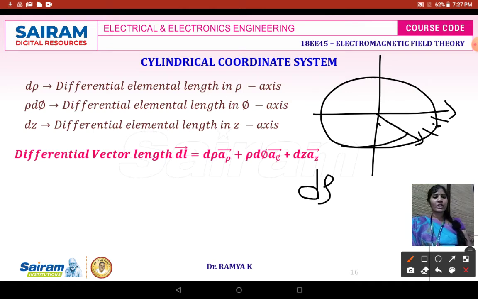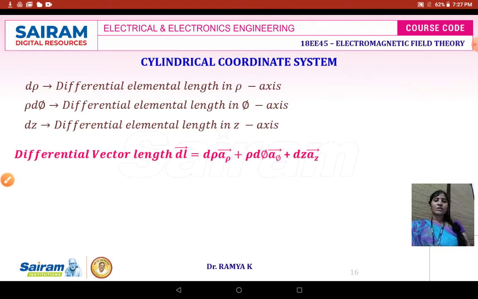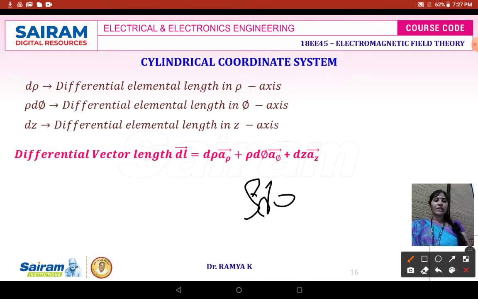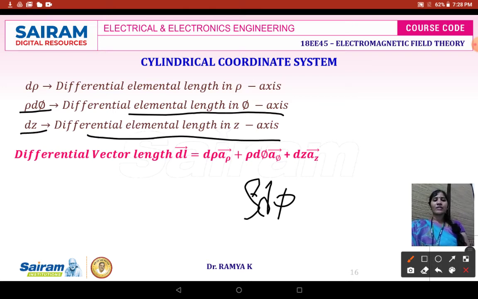If you assume the point here, then from the x-axis to the point under consideration, the angle is going to be phi. So as the point P varies all along this circumference, phi will also vary with respect to the rho axis. Therefore, the differential elemental length along the phi axis is going to be rho d phi. That is why rho d phi specifies the differential elemental length in the phi axis. dz is the differential elemental length in the z axis.